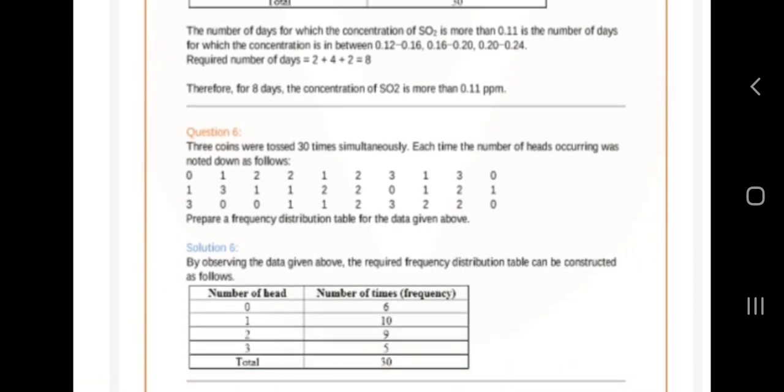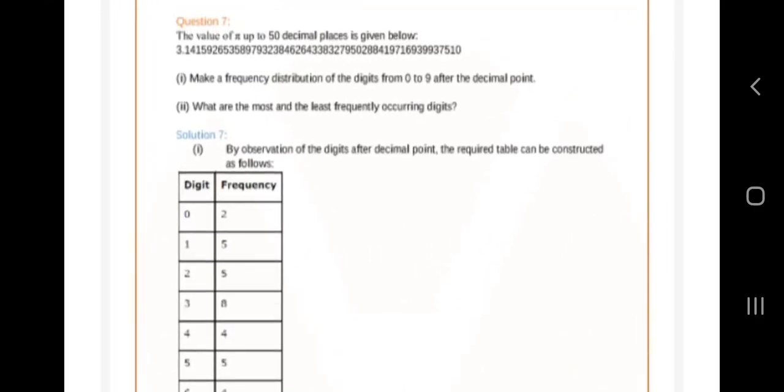Next, 3 coins are tossed 30 times. So we have got results like this. Here we have to write how many heads you have got: 0, 1, 2, 3 times. So the number of times we got heads is 6, 10, 9, 5, totally 30. Like this we have to do.